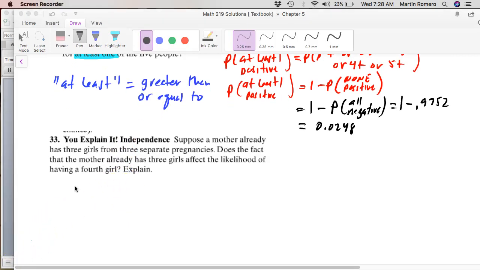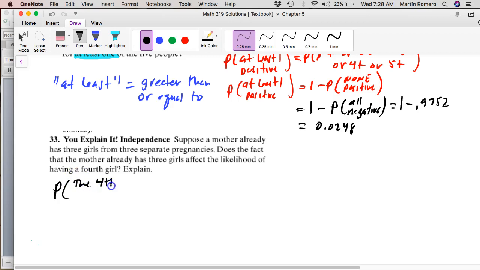And so now to answer number 33 from 5.3, explain it. Suppose a mother already has 3 girls from 3 separate pregnancies. Does the fact that the mother already has 3 girls affect the likelihood of having a fourth? So basically what we're saying is, what's the probability that the fourth child is a girl? And so now you're saying, well, she already has 3 girls. And so what's the probability that the child is a girl?